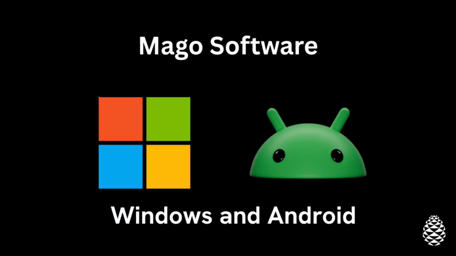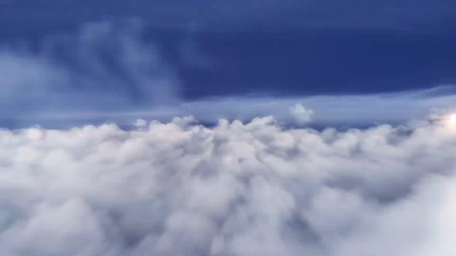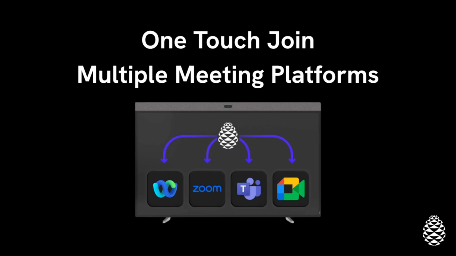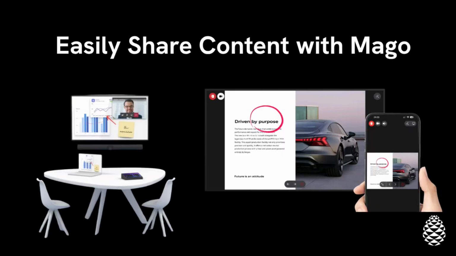Mago software is available for Windows and Android environments. Mago offers both cloud and on-premise deployment options. Mago allows people to join multiple meeting platforms with one touch, including Teams, Zoom, Webex, and Google Meet meetings. With Mago, people can wirelessly share content during a meeting without having to join the meeting, and when you're not in the meeting, simply when you're walking into the room and you want to share content.